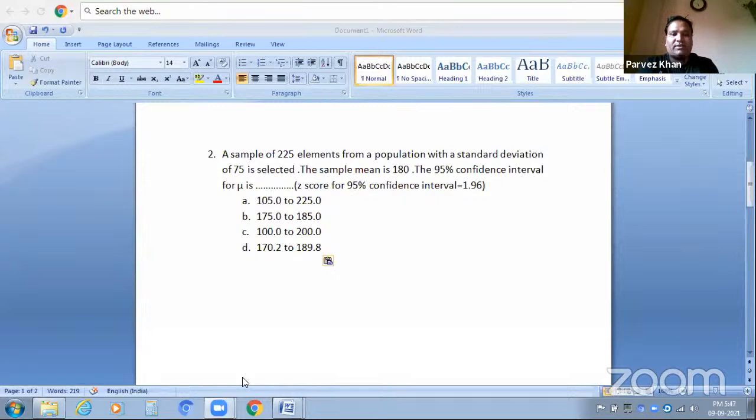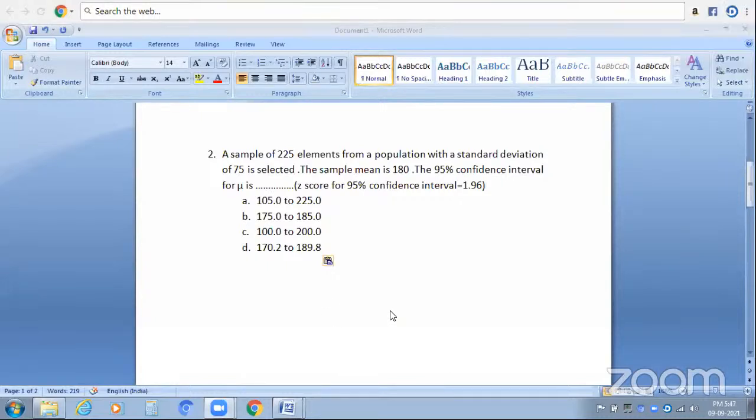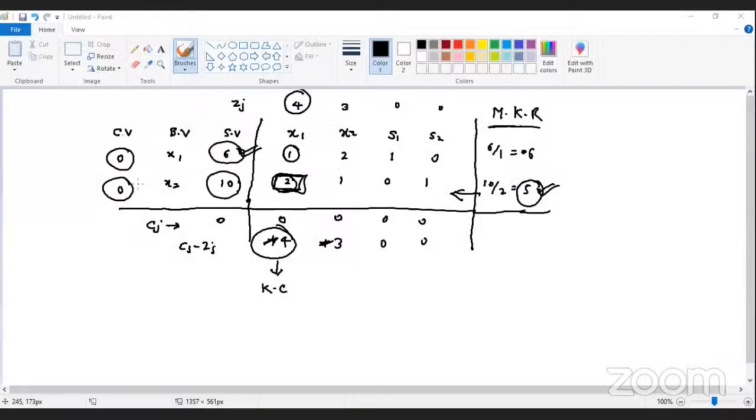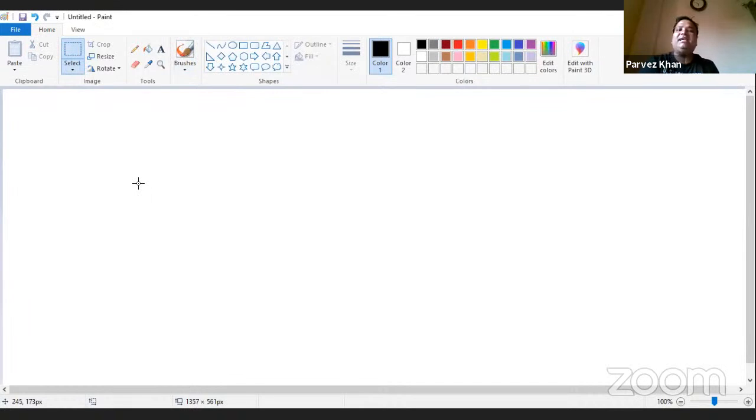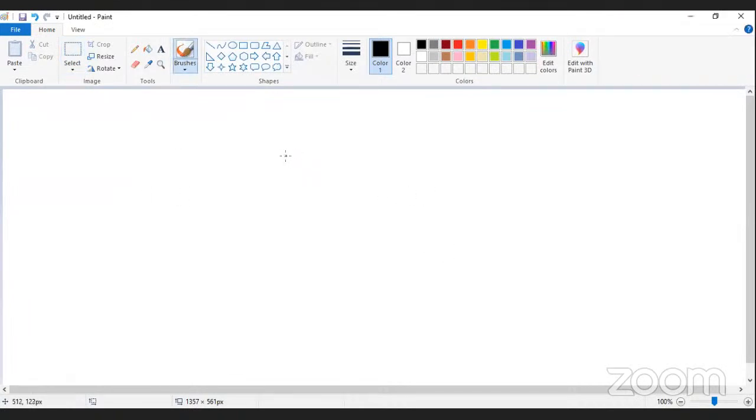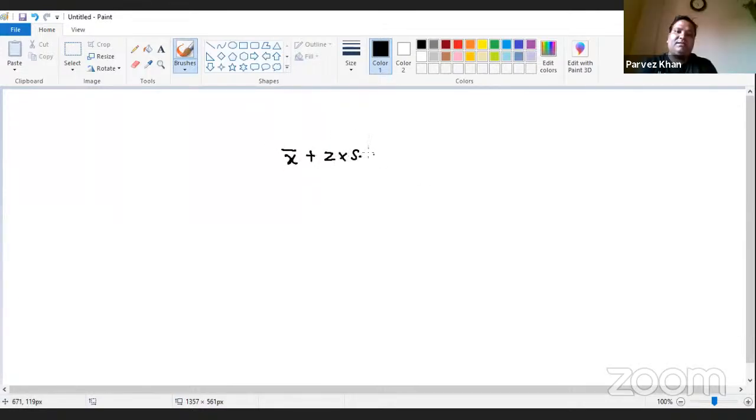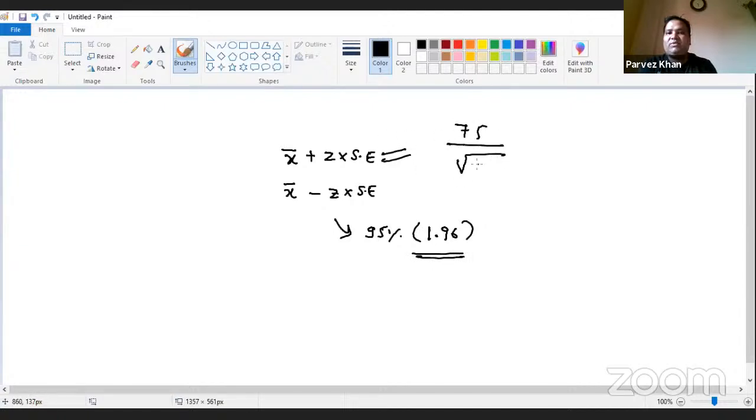I'll just write down the formula for you so that you can recall. So remember, I said whenever they give mean, the formula will be X bar plus Z into standard error, and then X bar minus Z into standard error. So the Z value is already given in the question, 95%, 1.96. But sometimes they will not give it, so be prepared for it. And then standard error you calculate, that is 75 divided by square root of 225, right? And what was the X bar? Yes, so you can solve it.